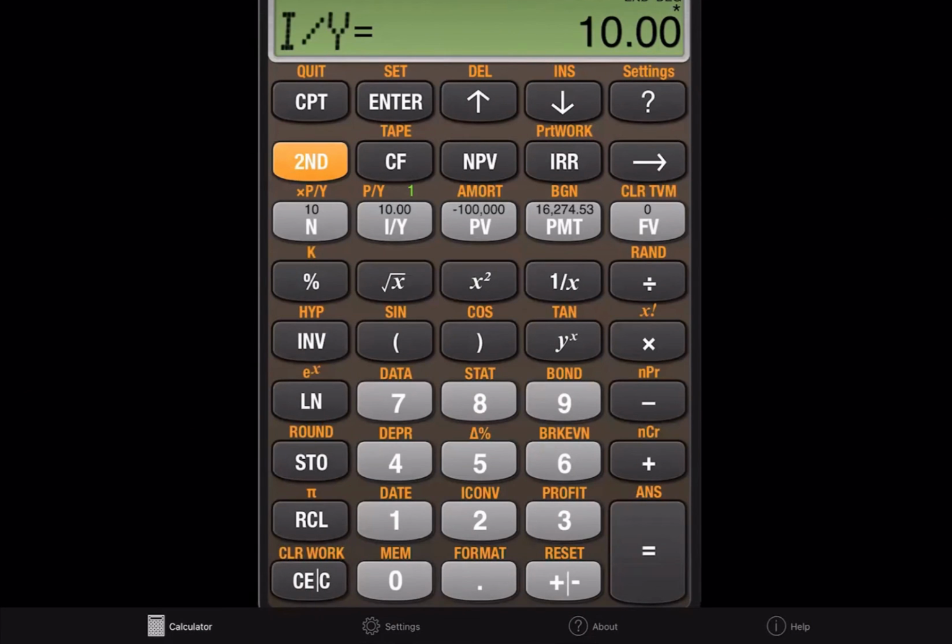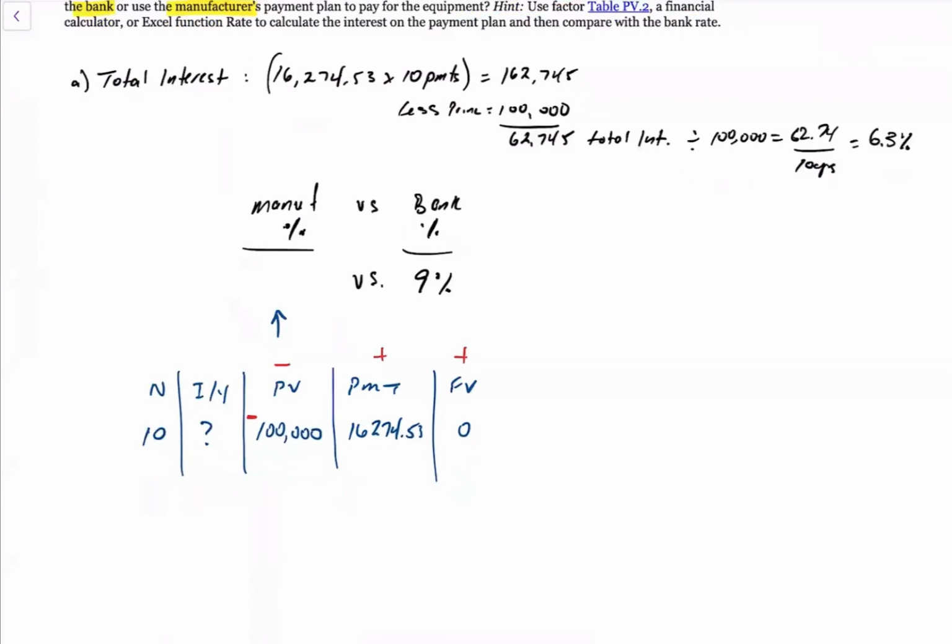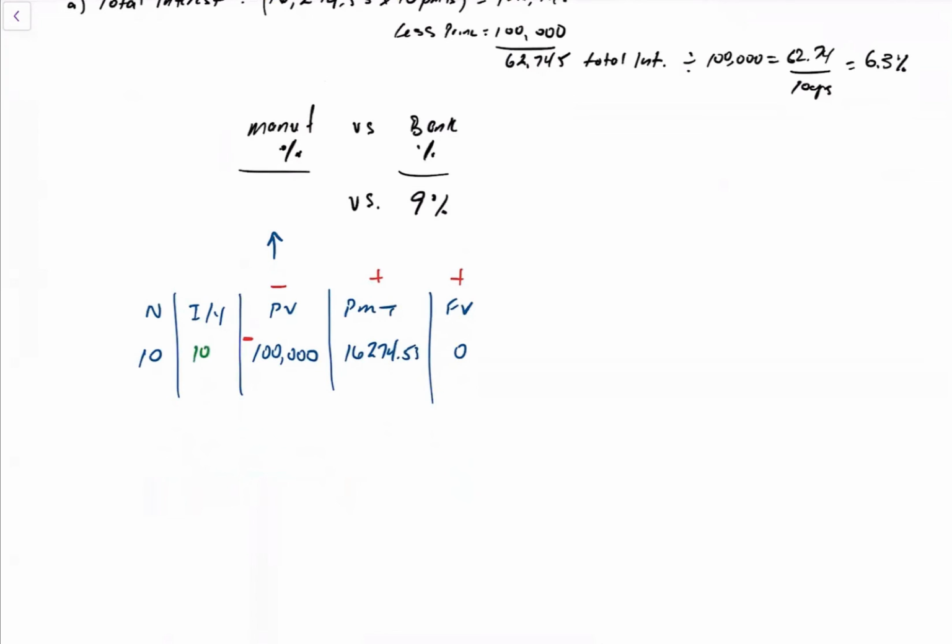And the effective interest rate is 10%, not 6.3%. So what it shows you is you can't just take the interest and divide by the original amount, right? Because of the compounding effect that's involved here. That means that this is 10%.